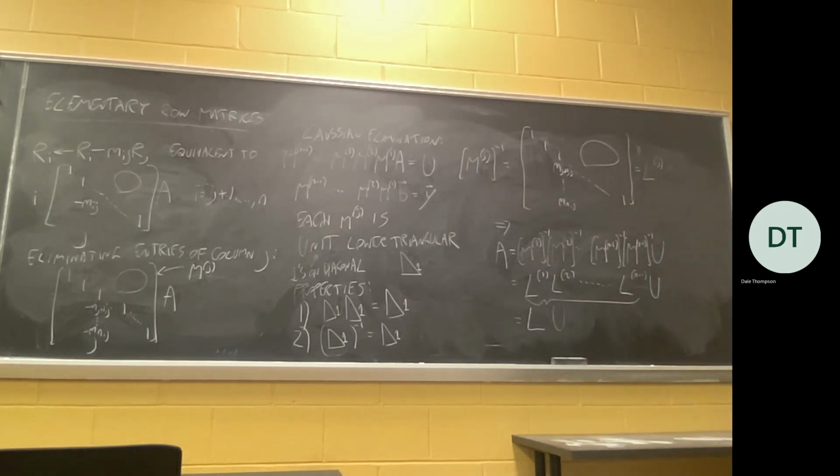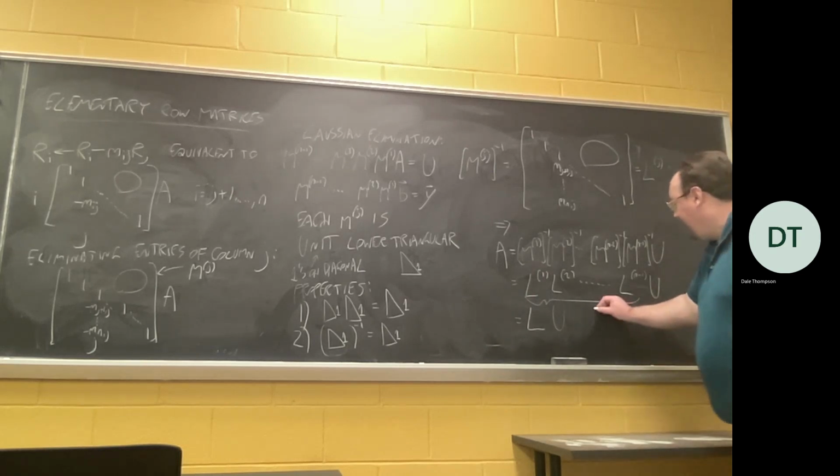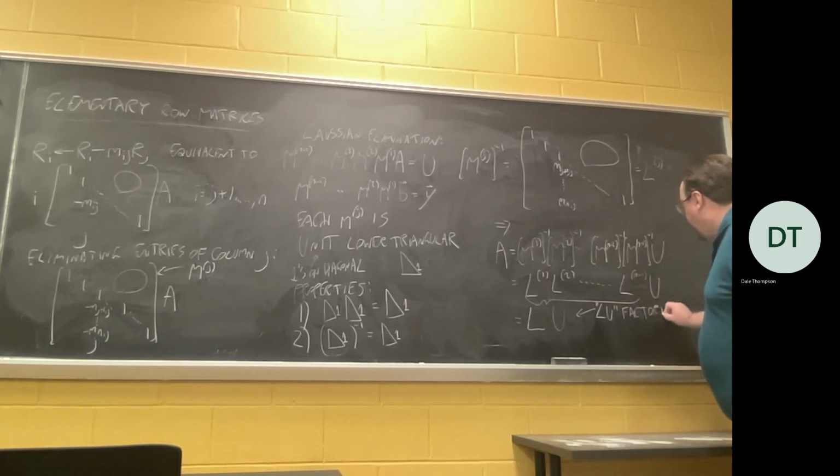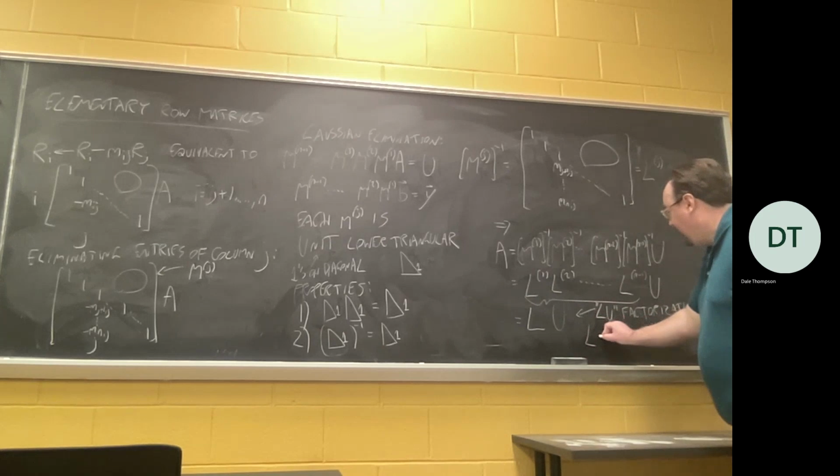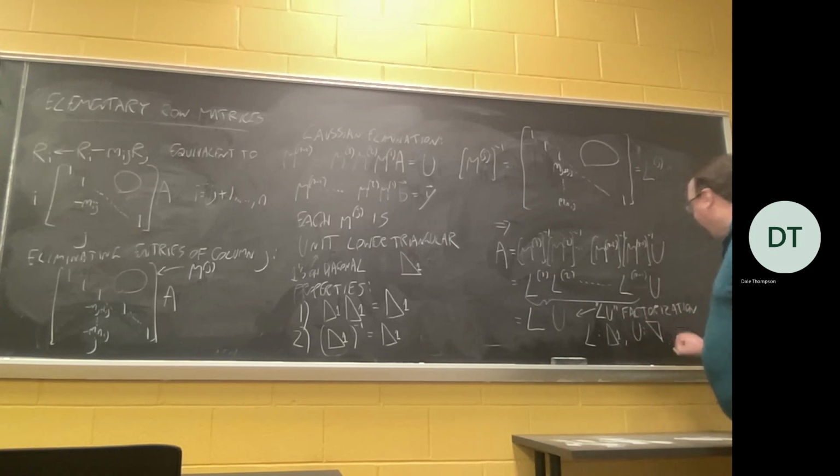So what we have is a factorization of A. This is called the LU factorization, also known as the LU decomposition. So L is unit lower triangular, and U is upper triangular.